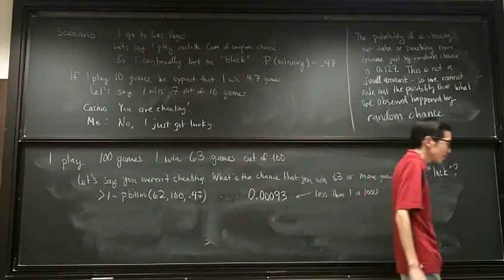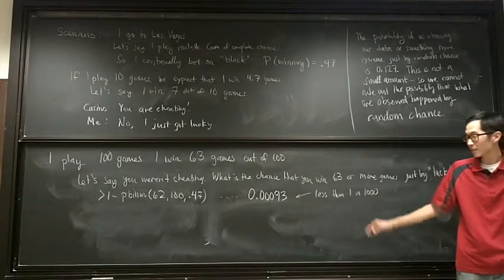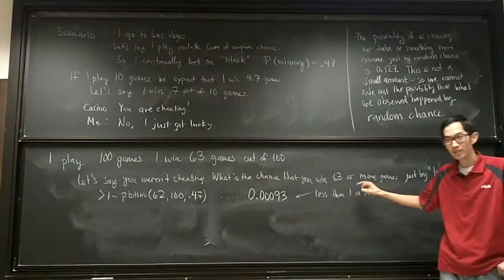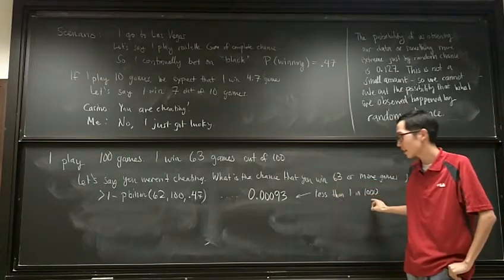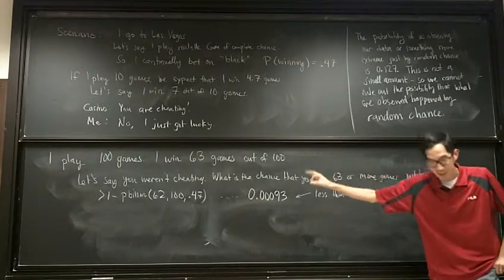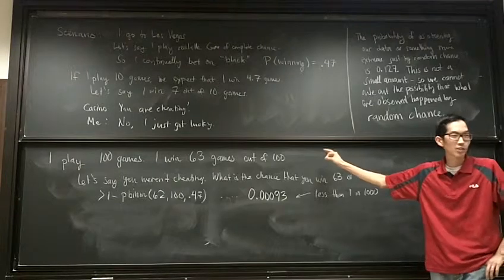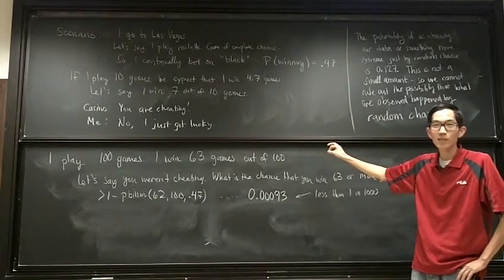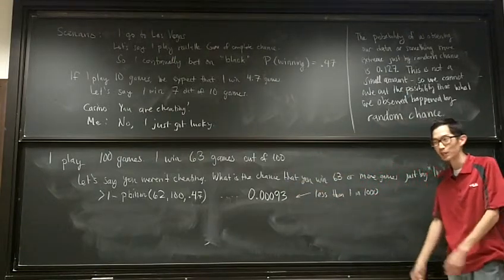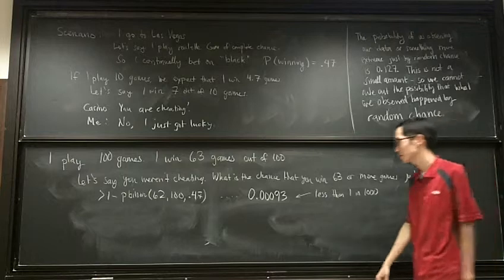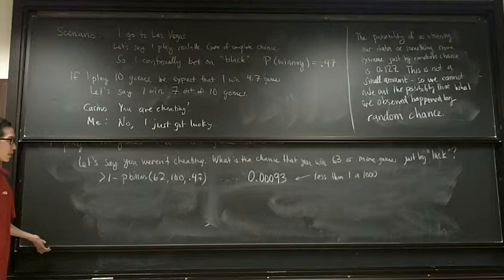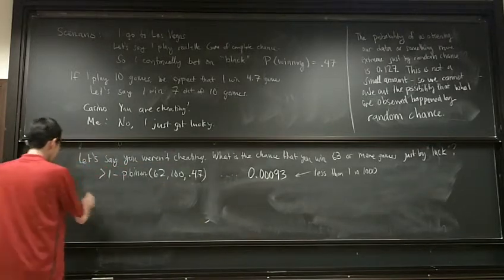So the casino could either believe that I'm really lucky, the 1 in 1,000, or less than 1 in 1,000, that happened to, just by dumb luck, win 63 out of 100 games. Or they might say, nah, let's just say he's cheating. Give me a lifetime ban. Please never play here again. Okay. So, because this number is so small, okay?